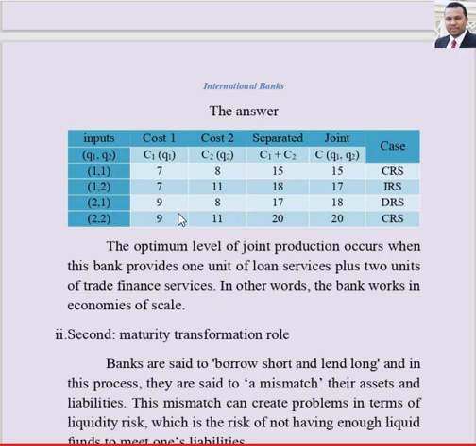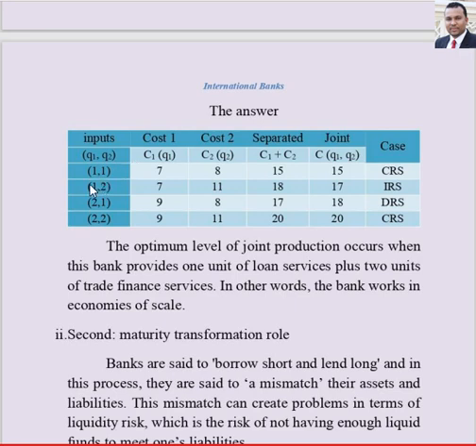So when Q1 equal 2, when Q2 equal 2, cost 1 equal 9, cost 2 equal 11, and summation of separated equal 20. What about the joint? Yes, the same, equal 20. So this case, CRS, when summation of separated costs equal the value of joint costs.